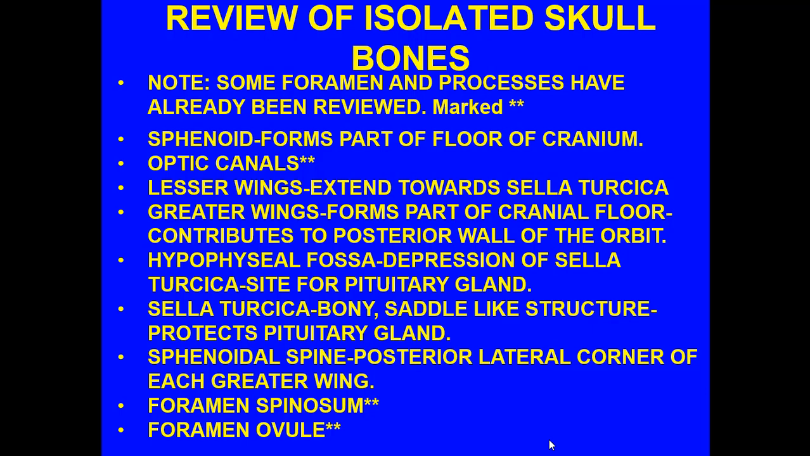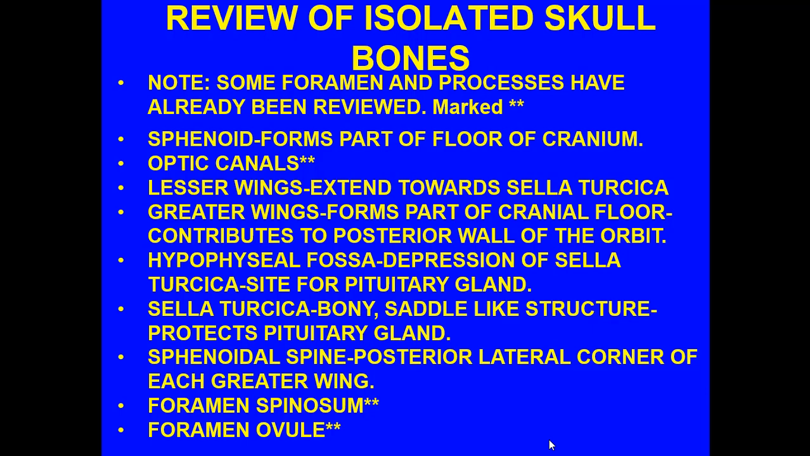If you actually look, and I believe in the next slide we'll show you this, the sphenoid has this very bizarre looking, almost butterfly-like appearance, and that's why they gave it the term wings. The hypophyseal fossa is a depression of the sella turcica. It's a site for the pituitary gland. And I mentioned before the sella turcica is bony, it's saddle-like. It protects the pituitary gland. The sphenoid spine is the posterior lateral corner of each of the greater wings.